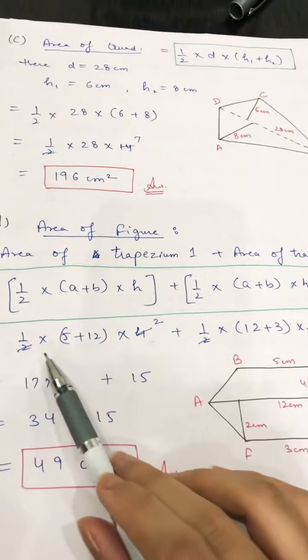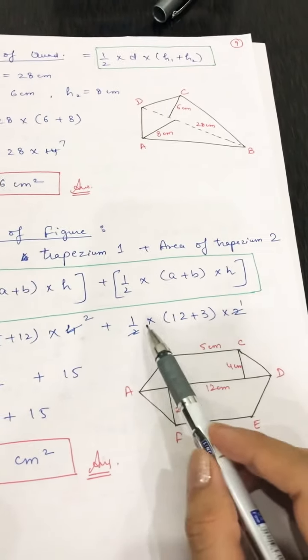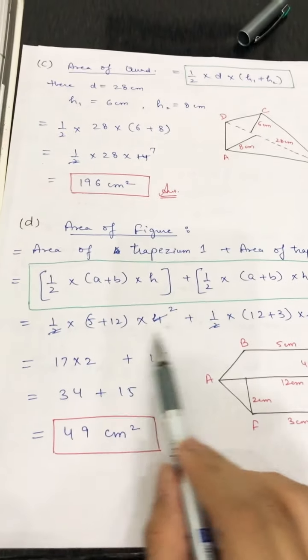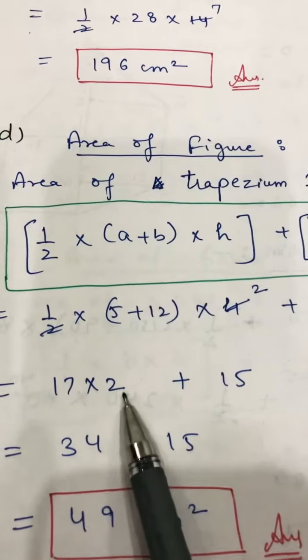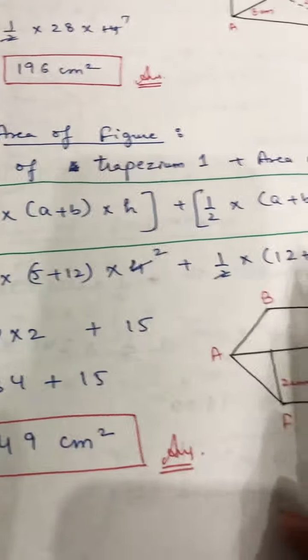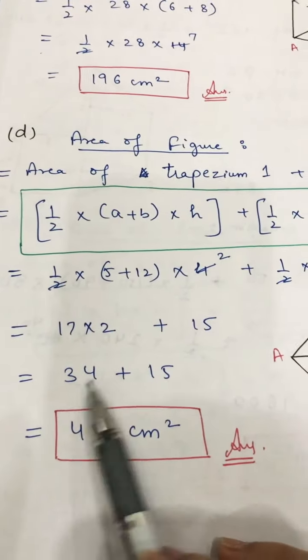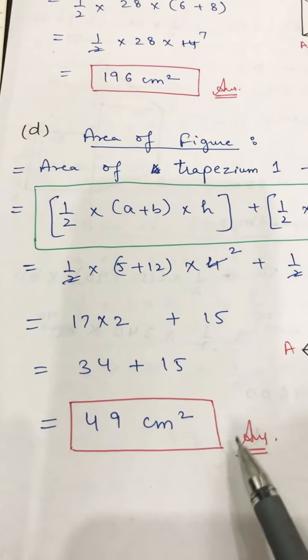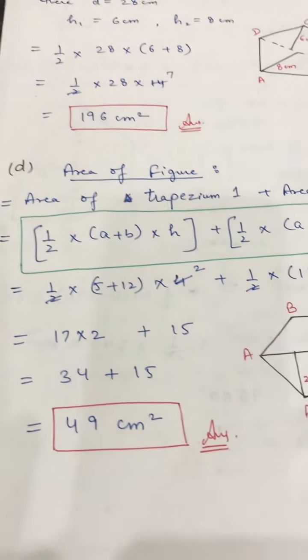Okay, put the values. 2 will cancel with 4, and here 2 will cancel with 2. Here what is coming? 17 multiplied by 2, that is 34, and here 15 is left. 34 plus 15, 49 centimeter square. That is part number D. This is the answer.